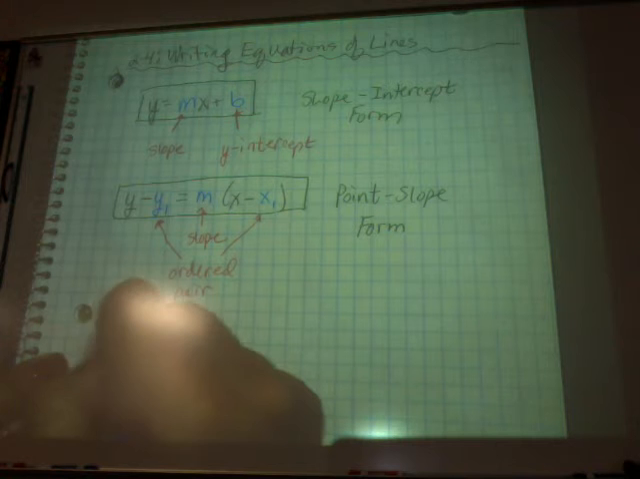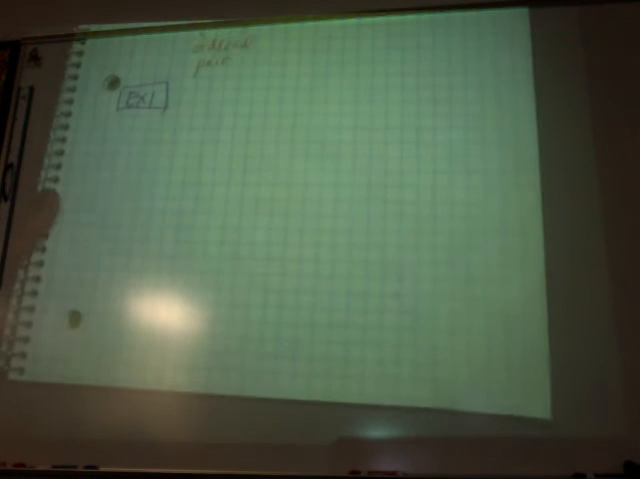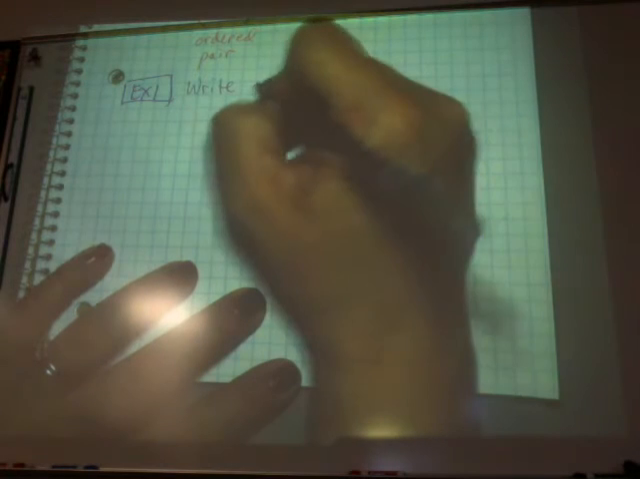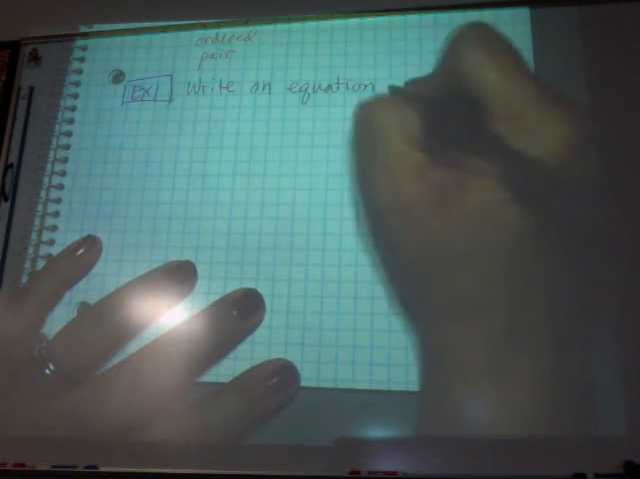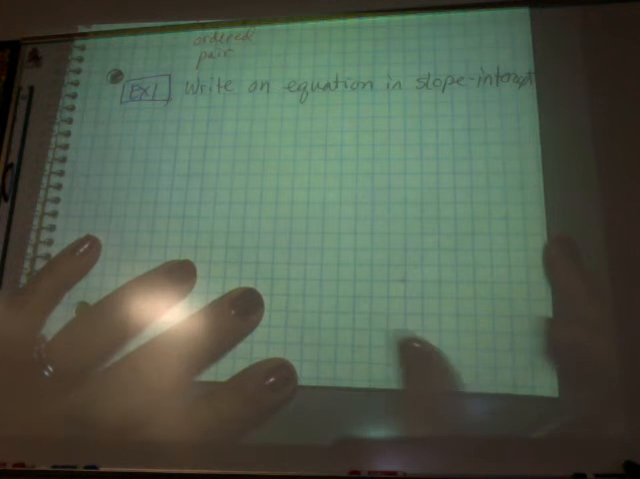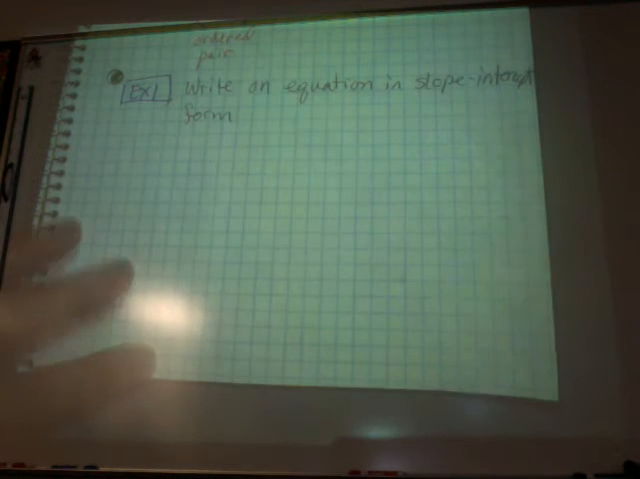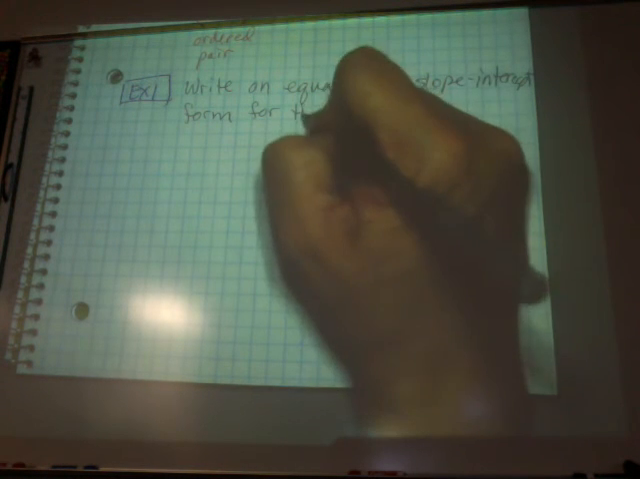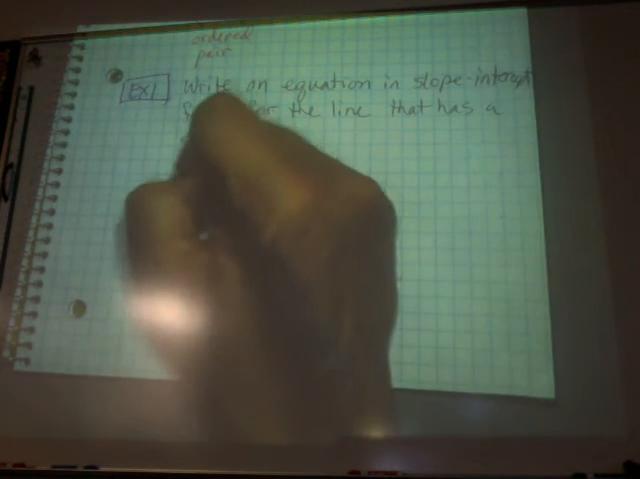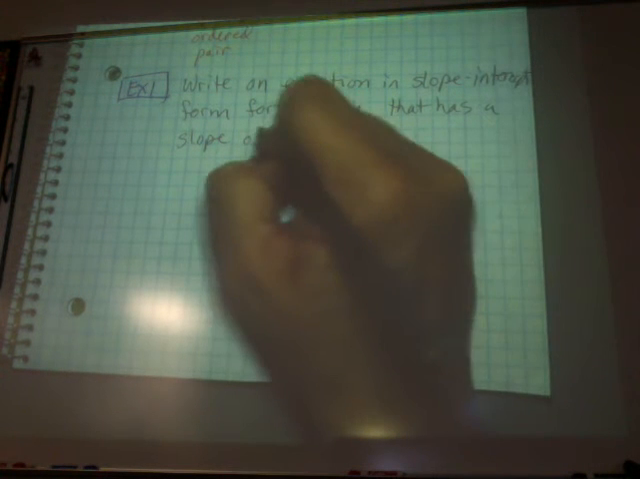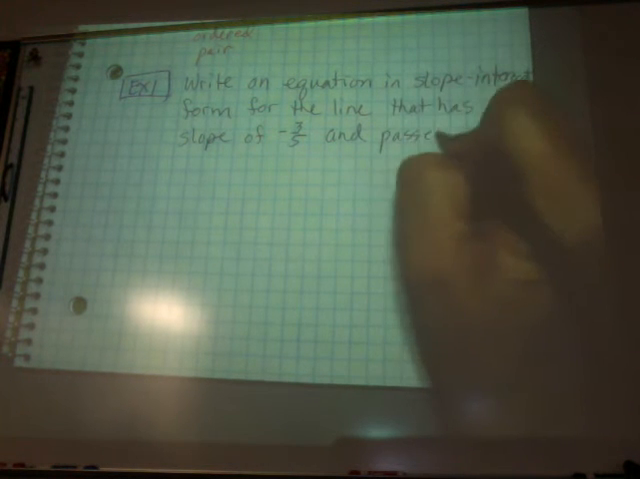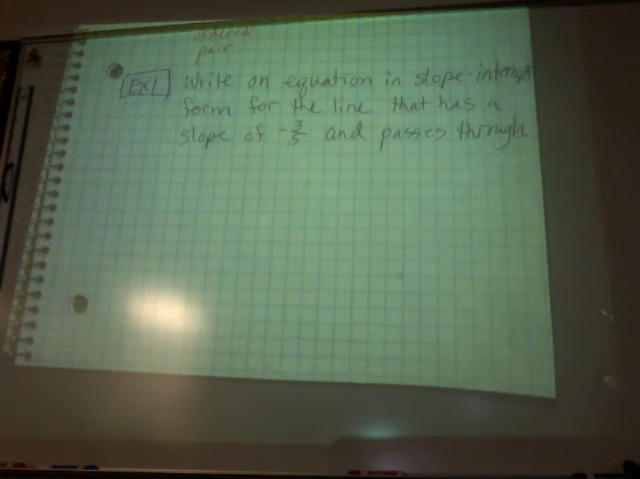All right, so here's example 1. Example 1, you are to write an equation in slope-intercept form for the line that has a slope of -3/5 and passes through (5, -2).